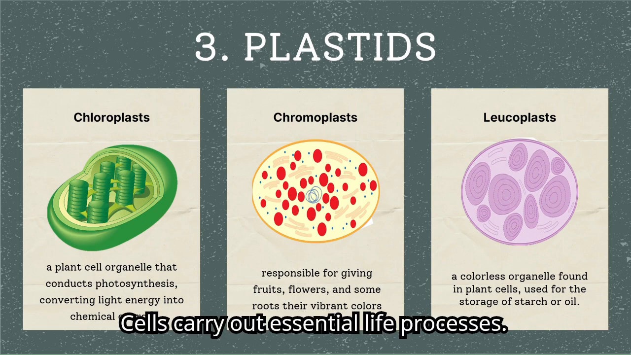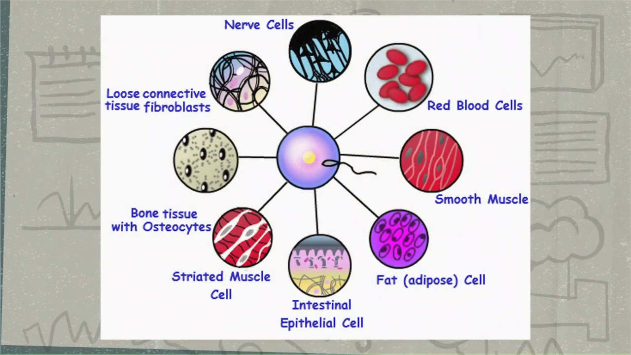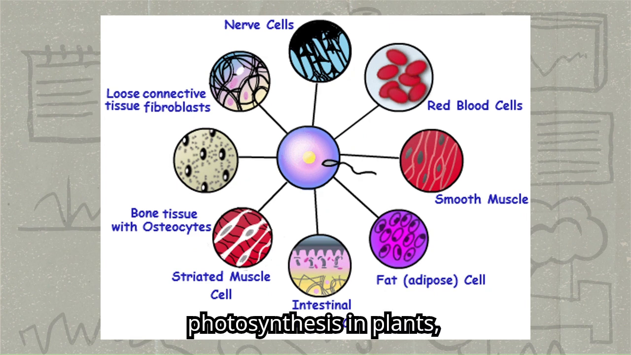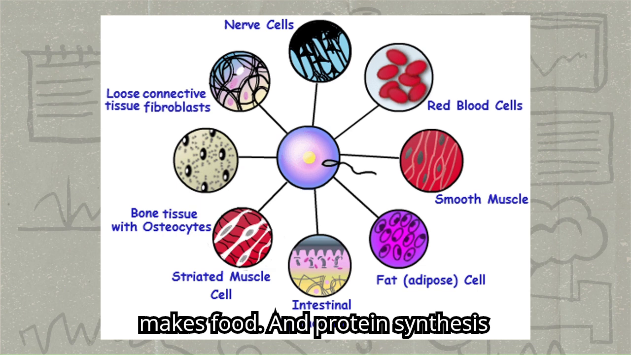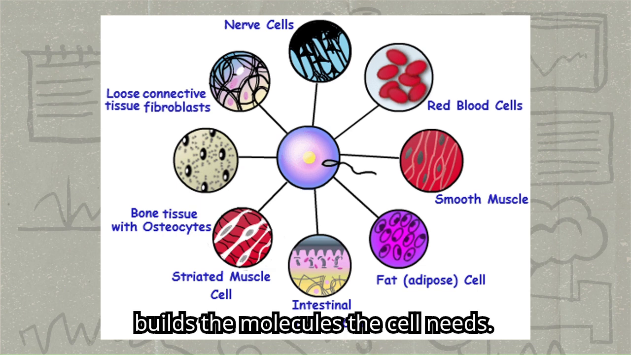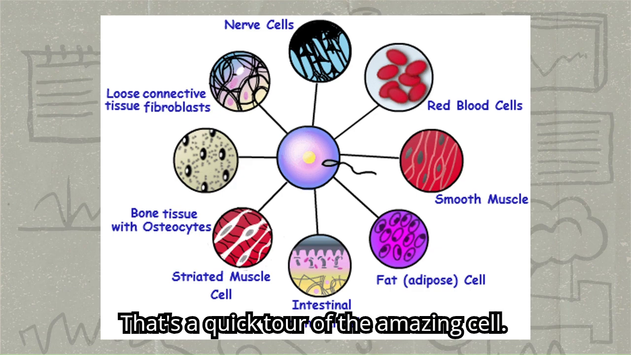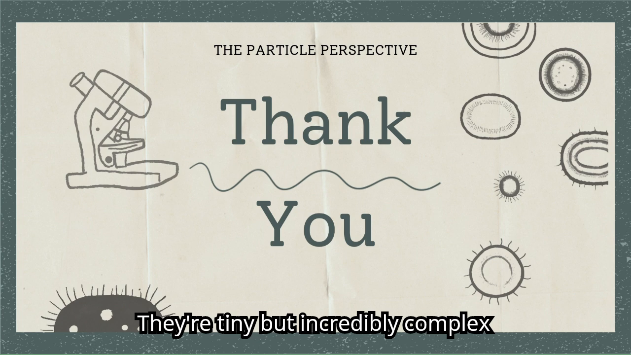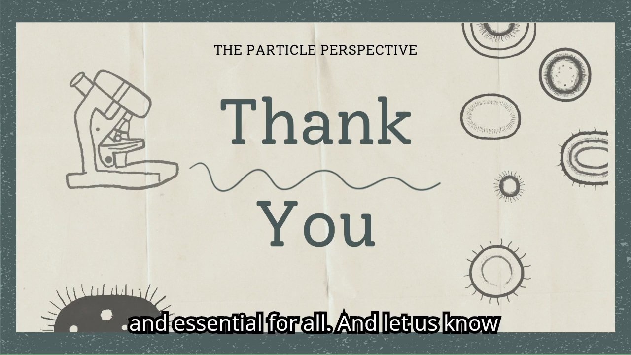Cells carry out essential life processes. Respiration provides energy, photosynthesis in plants makes food, and protein synthesis builds the molecules the cell needs. So, that's a quick tour of the amazing cell. They're tiny but incredibly complex and essential for all life.